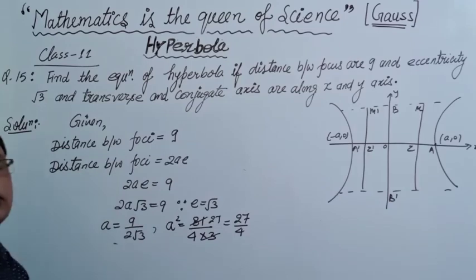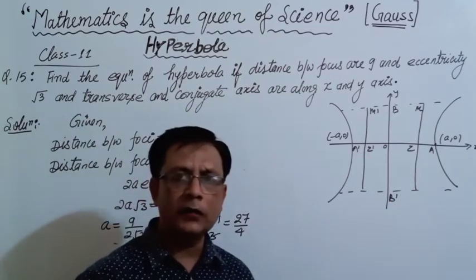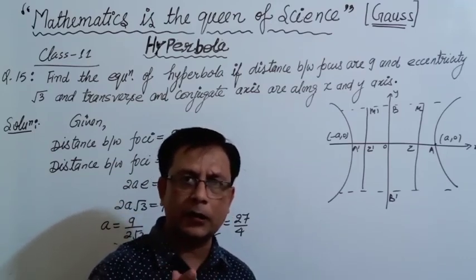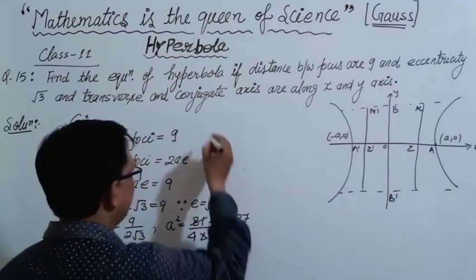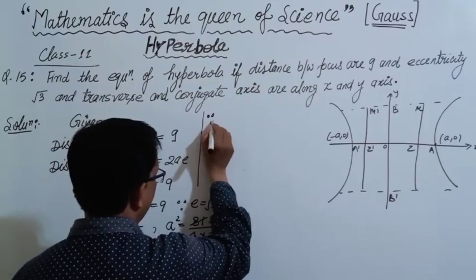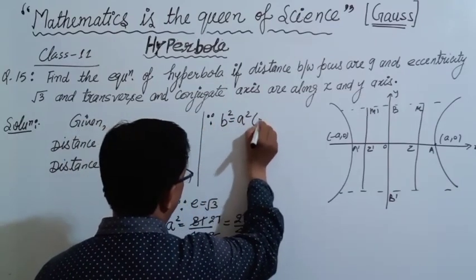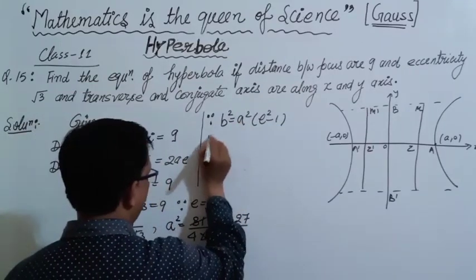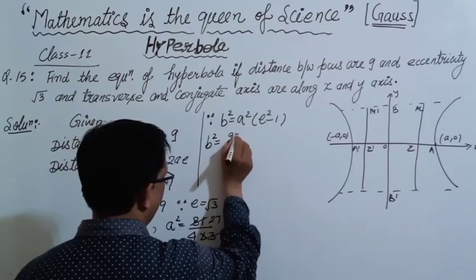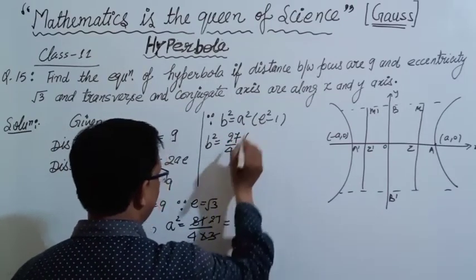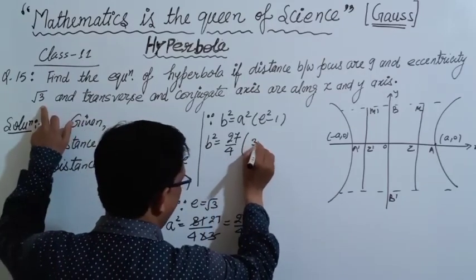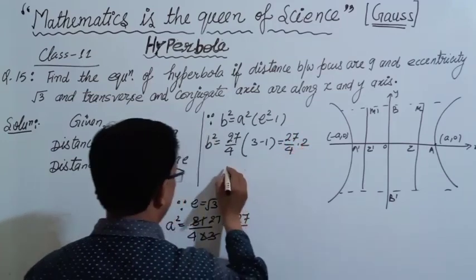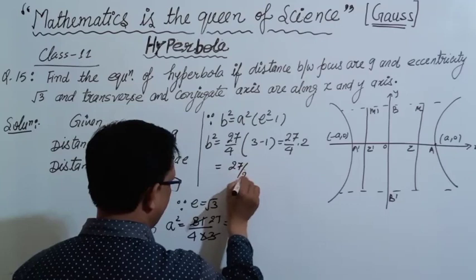Now we apply the eccentricity formula to find the value of B square. So what is the formula? B square is equal to A square in bracket E square minus 1. So we substitute the values. The value of A square is 27 by 4. Here E square, root 3 square, is 3, minus 1. So this is 27 by 4 into 2. So this is 27 by 2.